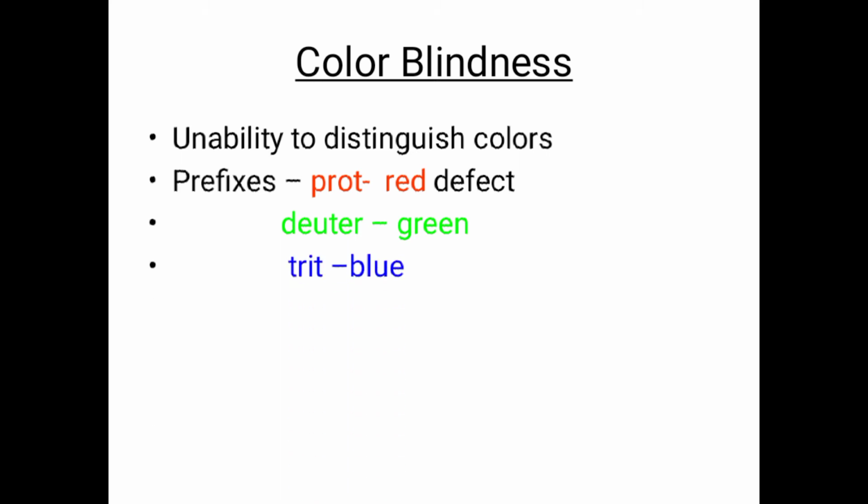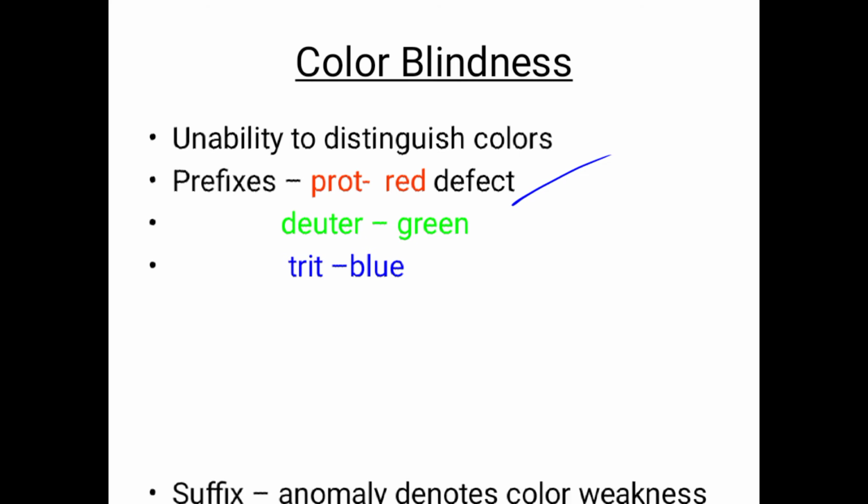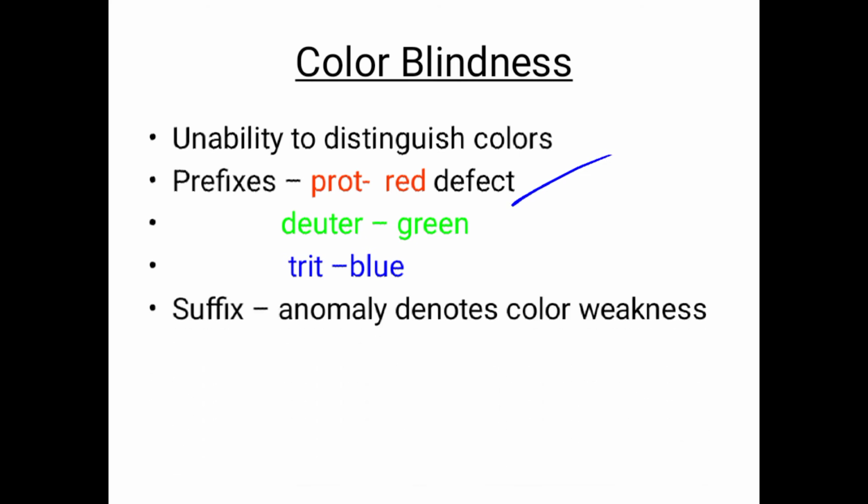The most common defect is red color blindness. That means the person can't recognize the red color, so he will see other colors. He can't see the red color. Protanomaly means a defect in red color, and deuteranomaly means green color can't be seen. Like that.